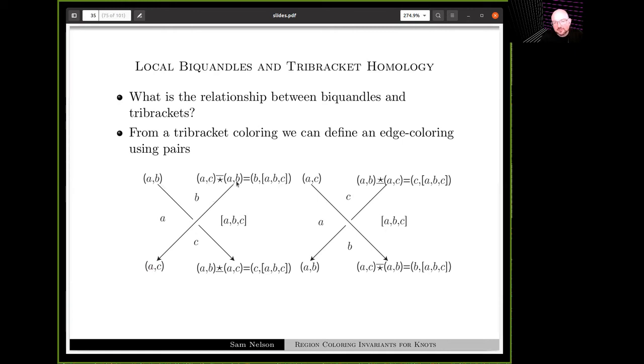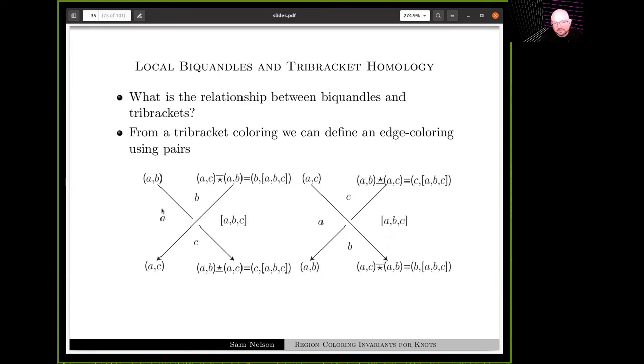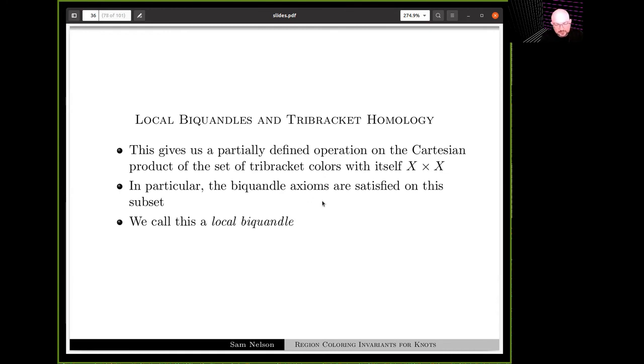And so the algebraic structure that we get from this, we called a local biquandle. So it's only a partially defined operation on the Cartesian product of tribracket colors. And the reason for that is that in order to stick these two together with over star or under star, with the A comma B and the A comma C, their first element has to be the same, right? Their first component has to be the same. So this gives us a sort of partially defined operation on the Cartesian product. But on that subset where it's defined, the biquandle axioms are satisfied. So we call this a local biquandle.